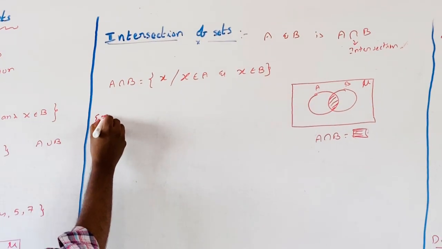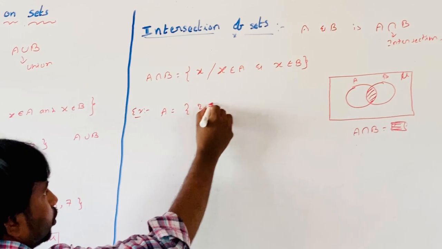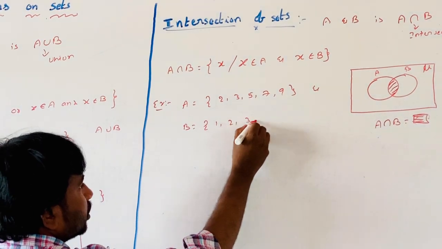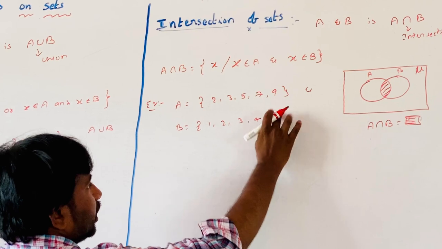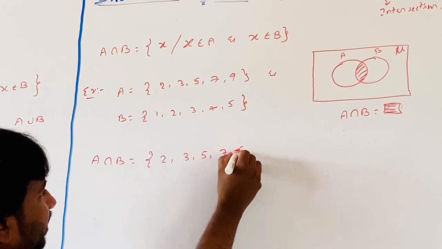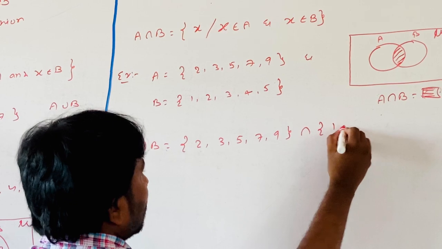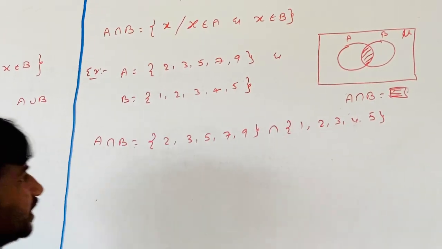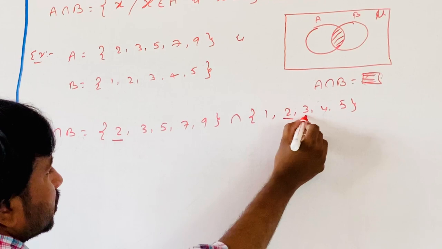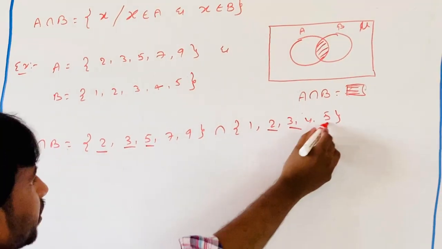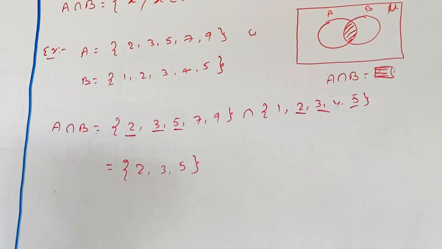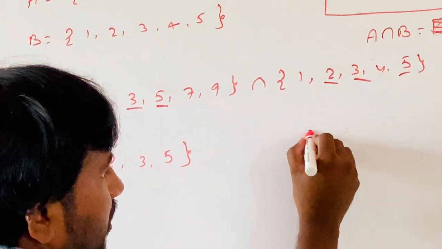Now for example, let A be {2, 3, 5, 7, 9} and B be {1, 2, 3, 4, 5}. How to find A intersection B? The intersection means the common elements in both A and B. The common elements are 2, 3 and 5. So A intersection B is equal to {2, 3, 5}. Now let me express this example on the Venn diagram, observe this one.